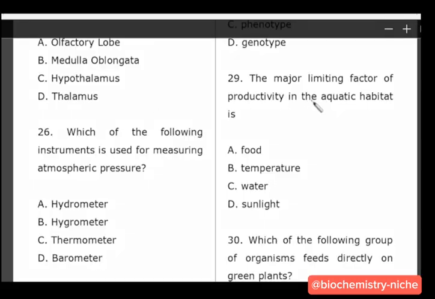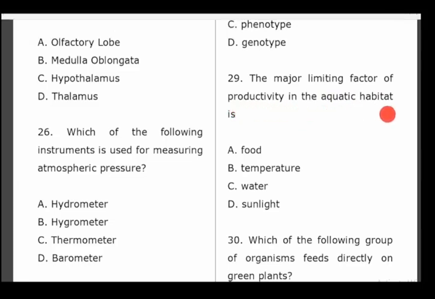The major limiting factor of productivity in aquatic habitat is A. Food, B. Temperature, C. Water, D. Sunlight. Food is the major determinant that can actually propel or limit the productivity that can be found in the aquatic habitat. It definitely is not temperature nor is it sunlight, because even when the surface of the water feels warm or hot for the aquatic life, they have the ability to go down into the water that is cold enough for them to survive. And it is also not water, because that is their natural environment. So the answer to that question is food.